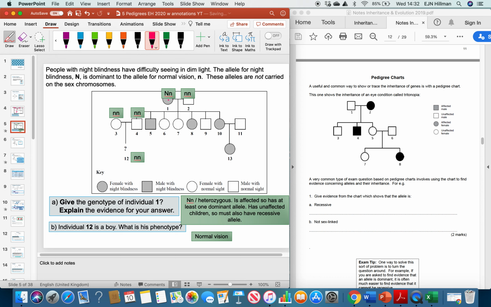As we said, number 1, heterozygous, number 2, homozygous recessive. 3 and 4, we said that both of those parents have normal vision, so they must be homozygous recessive, because we know that that allele for normal vision is recessive. Okay, number 12, he is also homozygous recessive, and therefore he or she has normal vision. Oh, it says a boy, so he has normal vision.